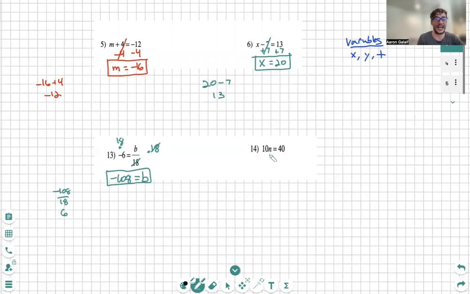We see 10n is equal to 40. 10n represents 10 times n. Well, if that's what we're working with, we need the inverse of multiplication, which will be division. And I will divide both sides by 10. N is equal to 4. We double check as always. 10 times 4 is equal to 40, which is the right side of the equation. As you can see, we have fully completed solving one-step equations.